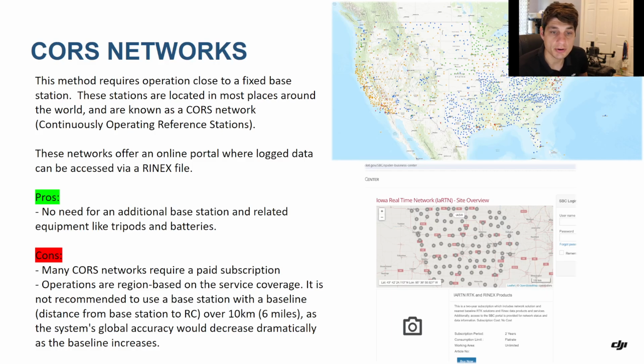Pros: you really have no need for an additional base station and related equipment like tripods and batteries. It's something that you can just reference at a different time. But cons: many CORS networks do require paid subscriptions. Operations are region-based and based on the service coverage. It's not recommended to use a base station with a baseline over 6 miles away, as the global accuracy starts to decrease dramatically the farther away you get from one of these CORS networks. So if you are close to one, it does make it a bit easier to be able to reference.